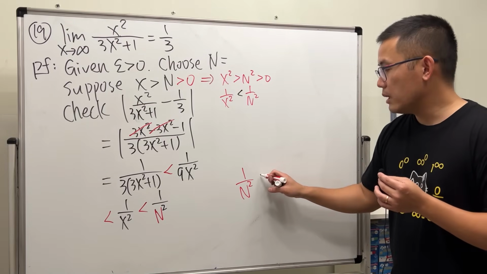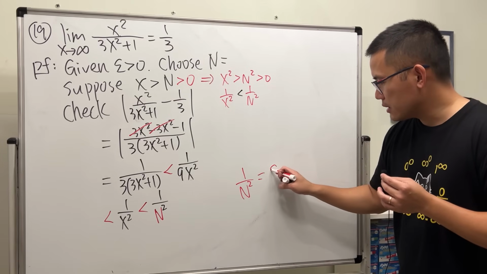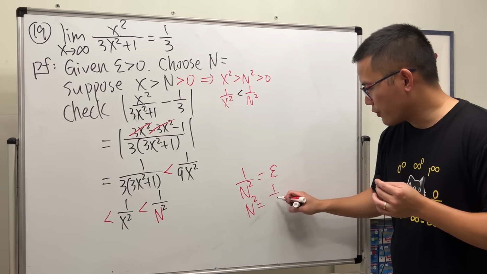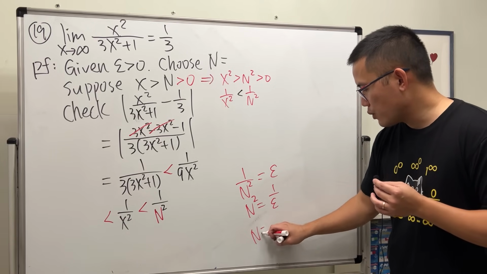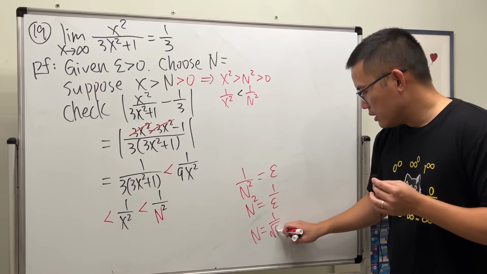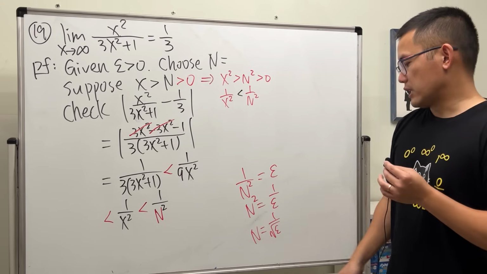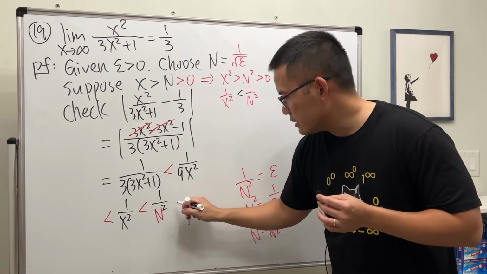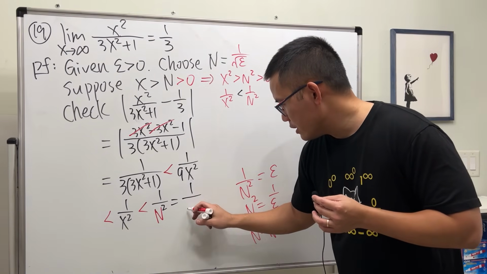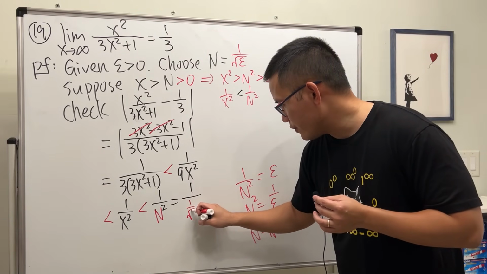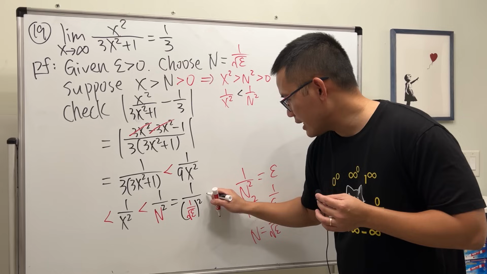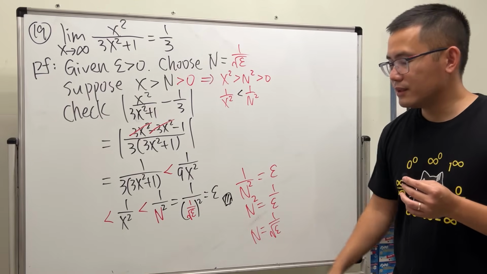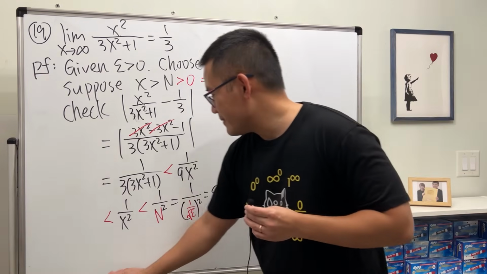So now once we have this, go ahead, put it somewhere down on the side. 1 over n squared, make it equal to epsilon, and then solve it. So we are talking about n squared equals 1 over epsilon, n equals 1 over square root of epsilon. Of course, you just care about the positive version, so go ahead and choose that. And this is equal to 1 over square root of epsilon. Square that is epsilon, and then done.